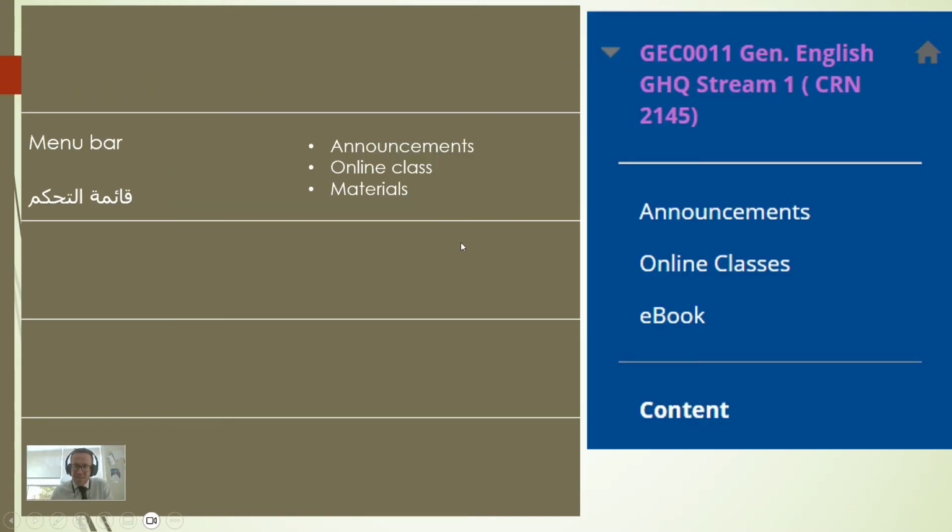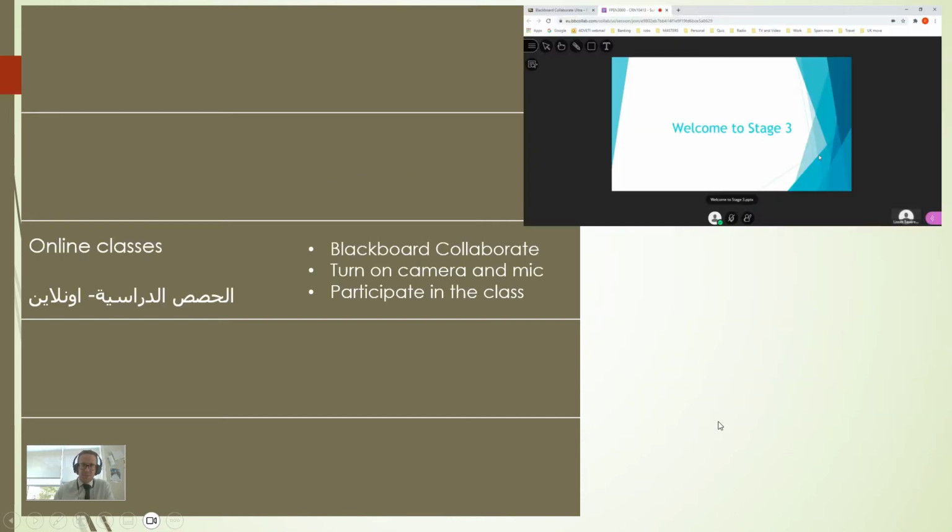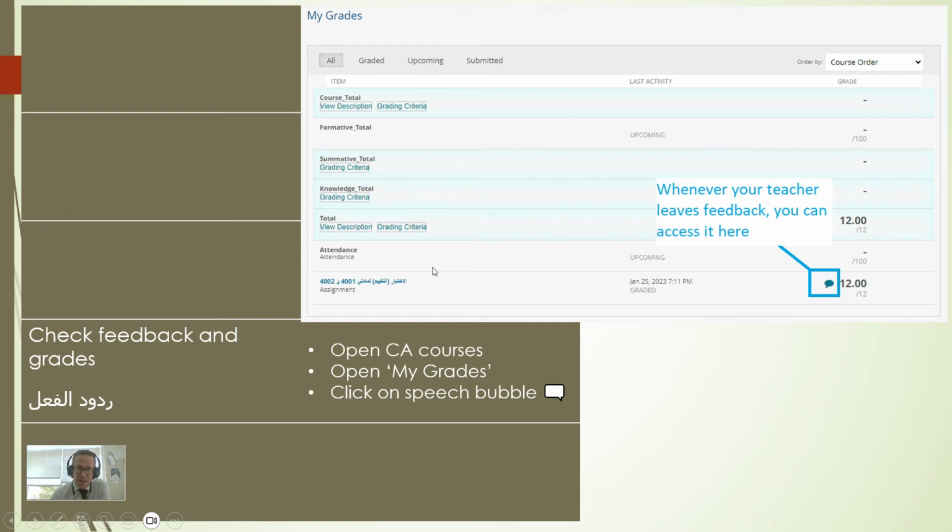In the course, there is a menu bar on the side. This is for announcements, information, maybe your online class, and also materials for the course. The online class is in the course. It's called Blackboard Collaborate. You need to turn on the camera and the microphone, and you must participate in the class. You can also see feedback and grades in Blackboard.